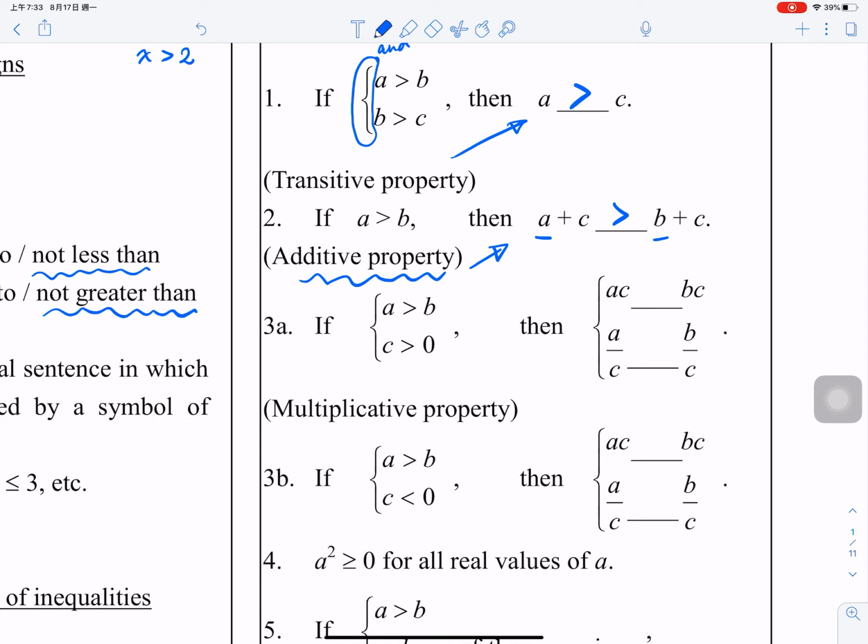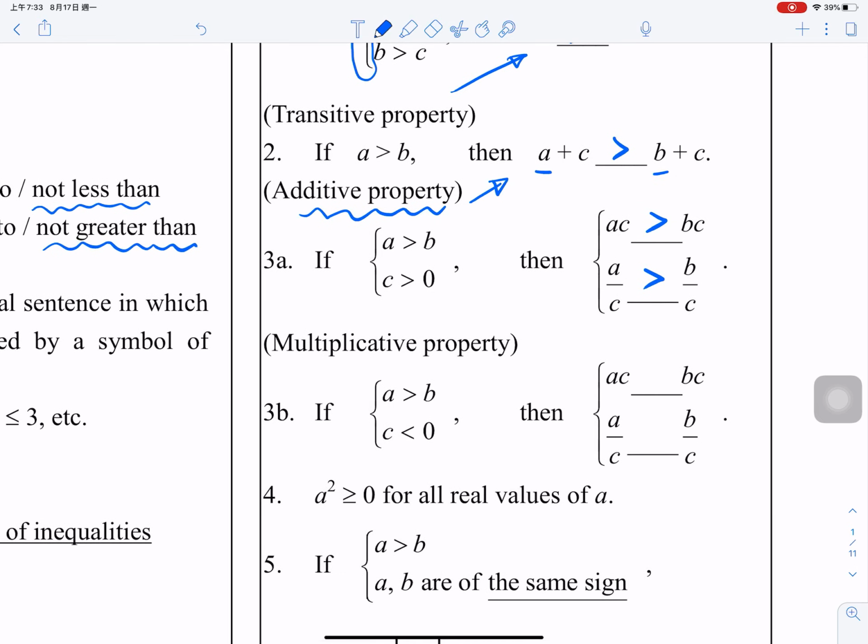If A is greater than B and C is greater than 0, then we have A times C greater than B times C. If divided by C, the inequality sign also keeps. This is the multiplicative property. That means when you multiply by something, you need to pay attention to the value of C. If C is greater than 0, then the sign all keeps. Same as this one.